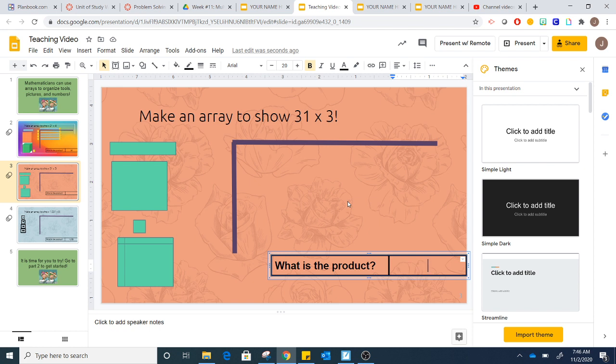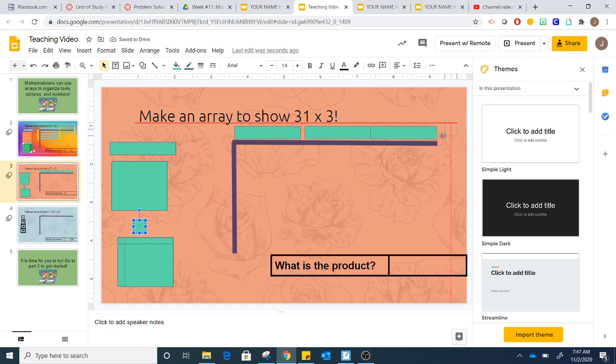Okay, now let's look. So I'm going to first represent 31, so I'm going to need to draw 3 longs. And then second, I'm going to need to get a unit to represent the 1. So there's 31. Now I'm going to multiply 31 by 3, so I need 3 units here so that I can keep my thinking organized. Now again, this is just to keep our thinking organized. We don't count this as part of our product or our answer.